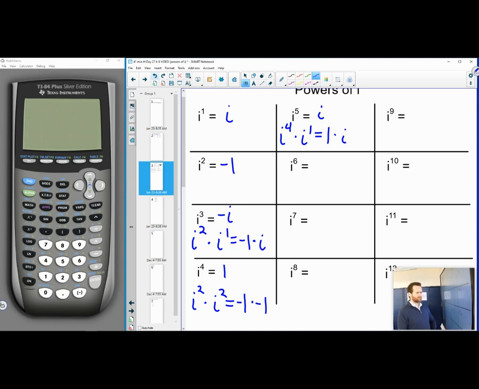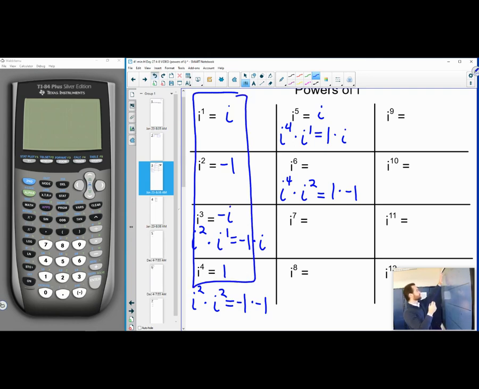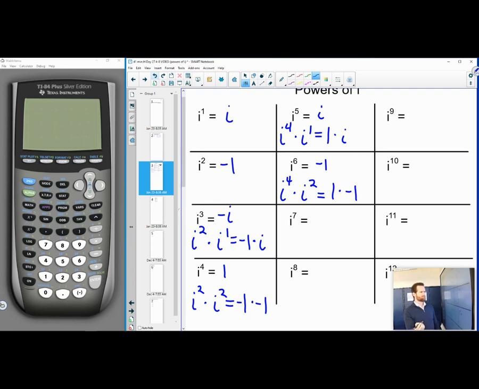Okay, let's keep on going. i to the sixth. Again, just multiplying in another i. Let's break this 6 up. I would probably go i to the fourth times i squared. And then i to the fourth, that would be 1 times i squared. That's negative 1. Again, we're just getting these numbers back from this original column that we filled in. And well, 1 times negative 1, that's just negative 1.